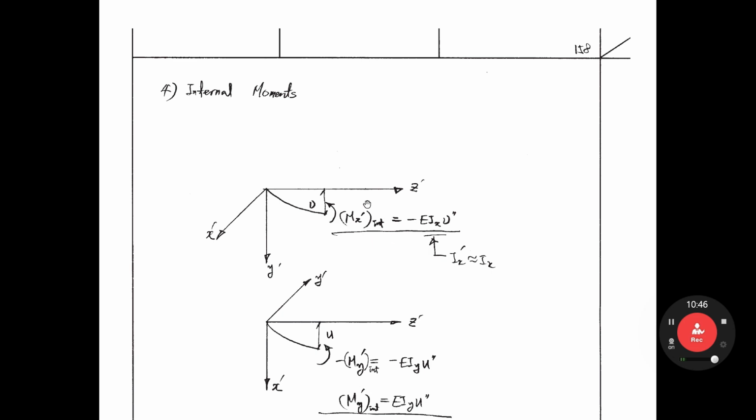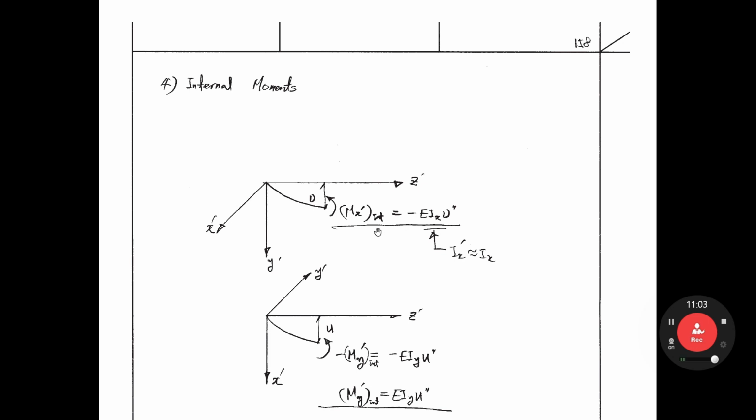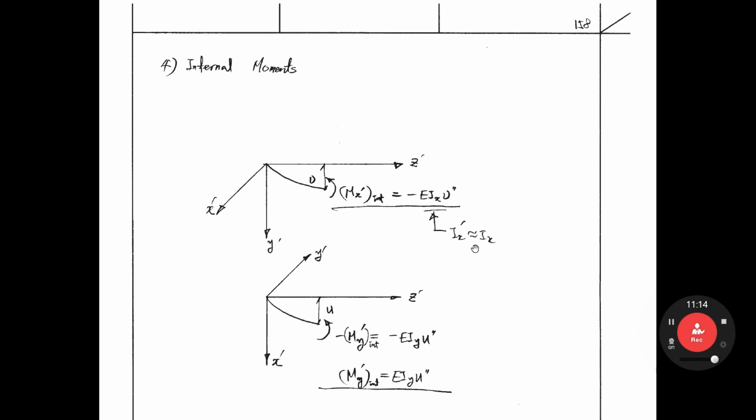Prime internal moment equal to minus EI v2 prime. It is a very famous equation, right? Well-known equation. It is originally EIx prime v2 prime. Ix prime is almost equal to Ix. So minus EIx v2 prime, we can write.